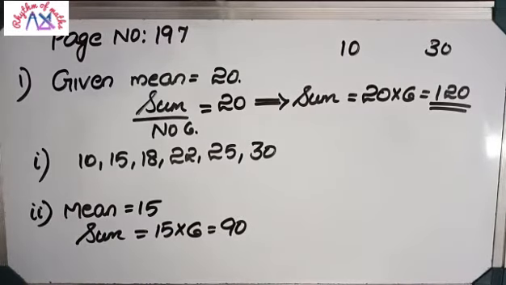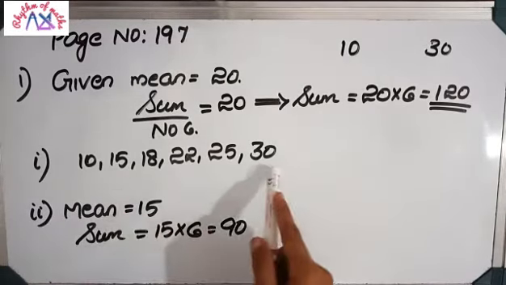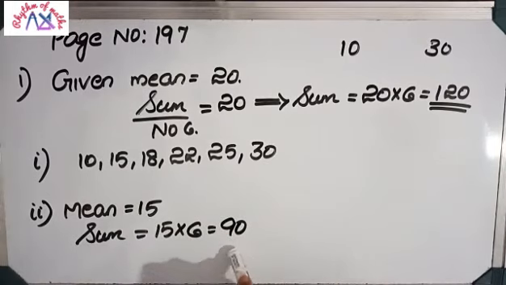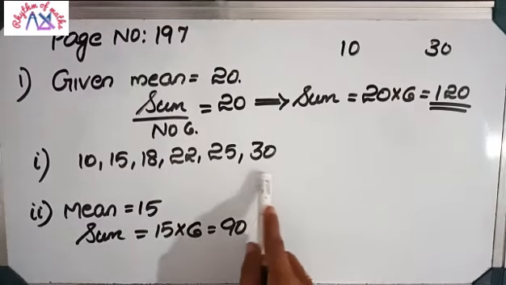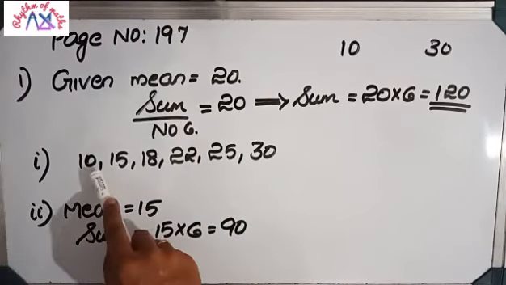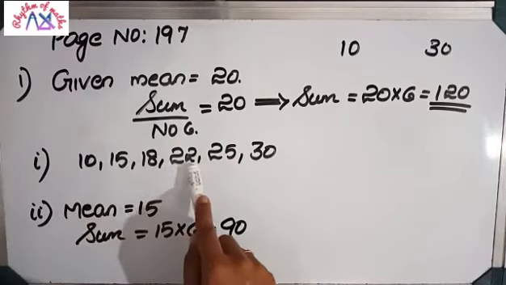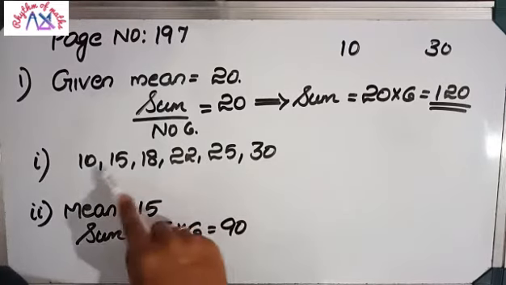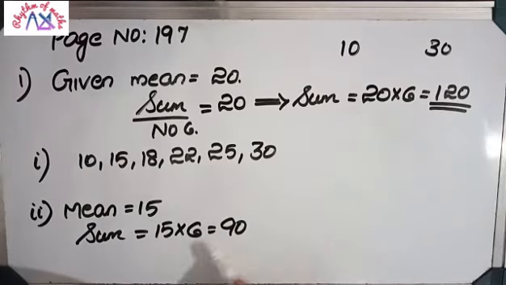Again you can write any numbers between 10 and 30 which give a sum of 90. When you write these numbers, you must check that the sum is 90. For the earlier example, 10 plus 15 plus 18 plus 22 plus 25 plus 30, this sum must be 120. Here also you can write any number between 10 and 30, and by adding all these numbers we must get the answer as 90.